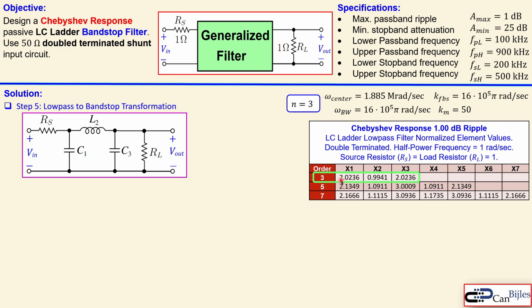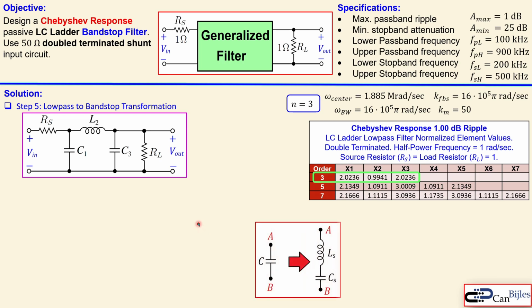C1 is here now 2.0236 farads. L2 is here 0.9941 henries. And also C3 is the exact same as C1. So you see actually the coefficients, but that needs to be used as a coefficient to the actual band stop filter. Now what is now the transformation from the low pass to band stop filter?